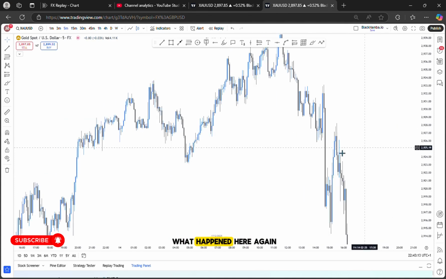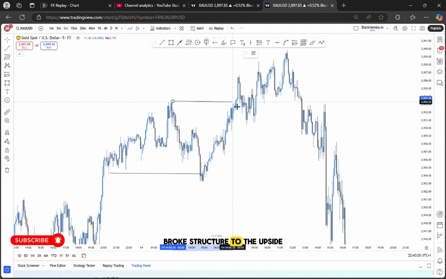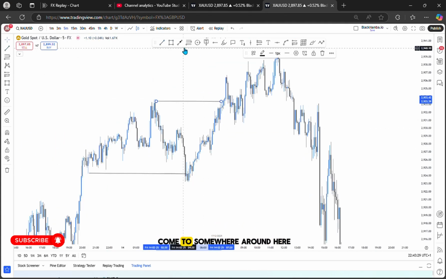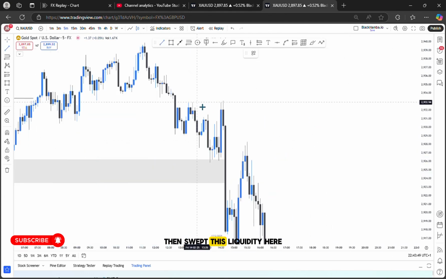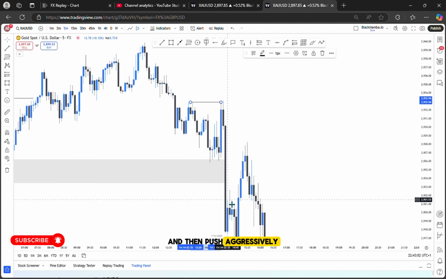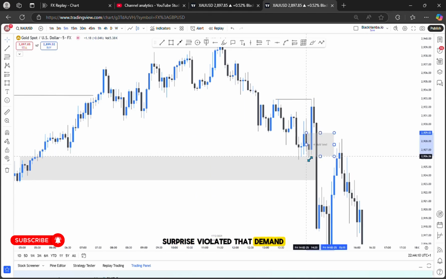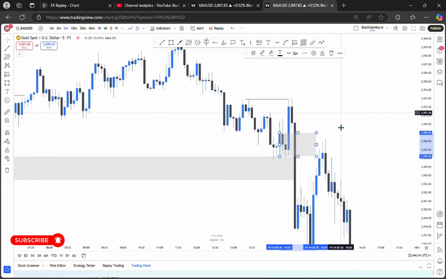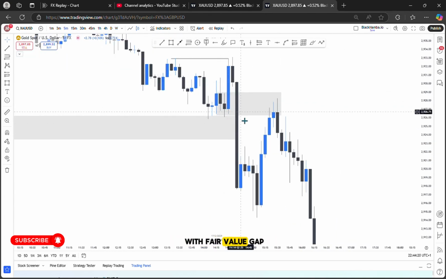If you look at what happened here again, you see that price swept liquidity here, broke structure to the upside. Price was supposed to come to somewhere around here. Price reacted a little bit, then swept this liquidity here and then pushed aggressively. This was supposed to be a demand the price was supposed to respect. So price validated that demand after sweeping liquidity here and sold aggressively to the downside. The breaker block aligned with a fair value gap, and we have this as our internal liquidity or inducement.